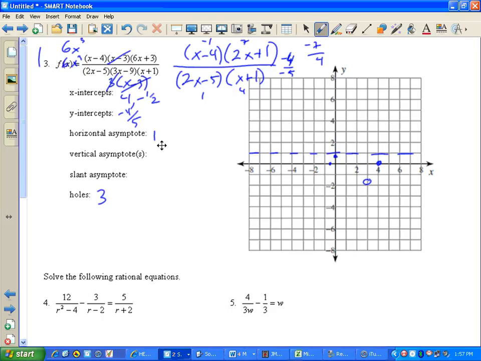Vertical asymptotes are at 5/2. Okay, setting this equal to 0 and -1. So 5/2 is 2.5. -1. Okay, slant asymptote, I don't have one.